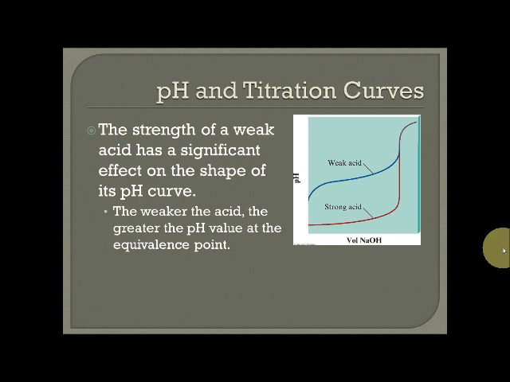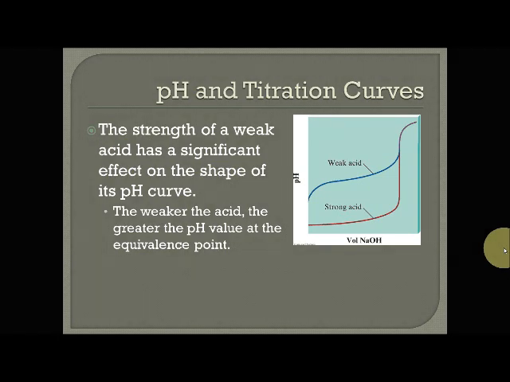Because if you notice on this graph, the equivalence point of the strong acid is when it's at a slope of 0. So the equivalence point for the strong acid would be about here. Whereas if we're following the blue line for the weak, the equivalence point would be somewhere up there more. So the pH value for weak is going to be higher than if it was strong.